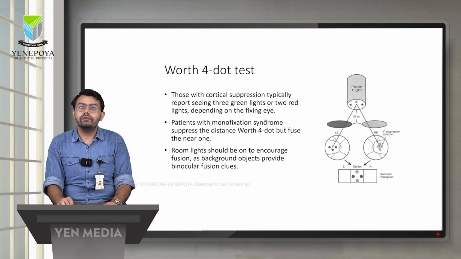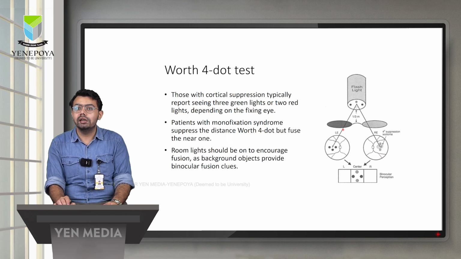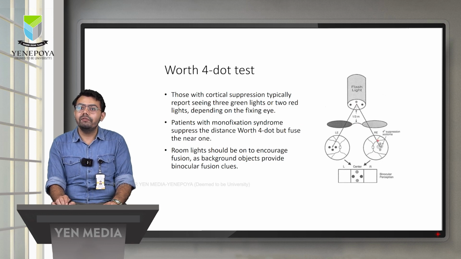So in case of the Worth 4 dot test, in a monofixation syndrome, if we are doing the Worth 4 dot test at near, that is 1/3 of a meter, the image will be falling on the peripheral retina. So the image won't be suppressed, and the patient will be seeing 4 images as a normal person.